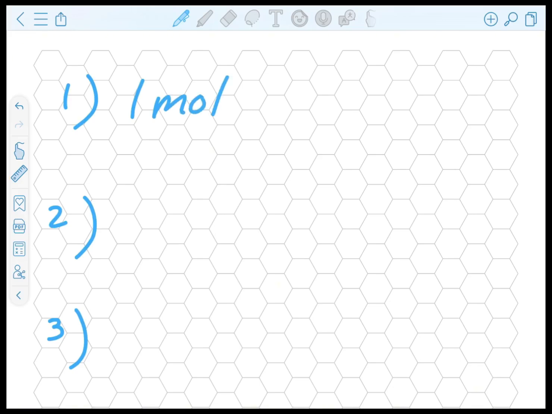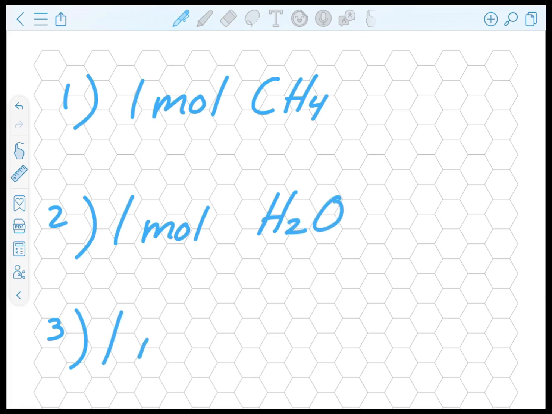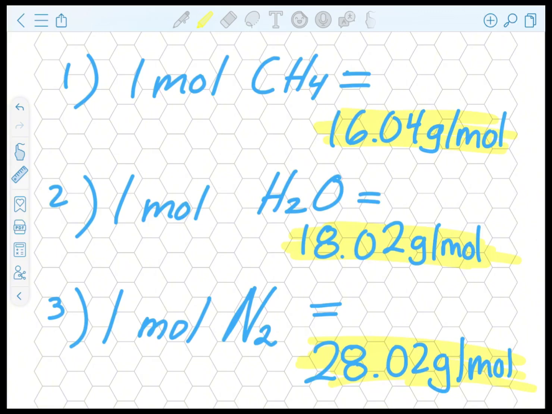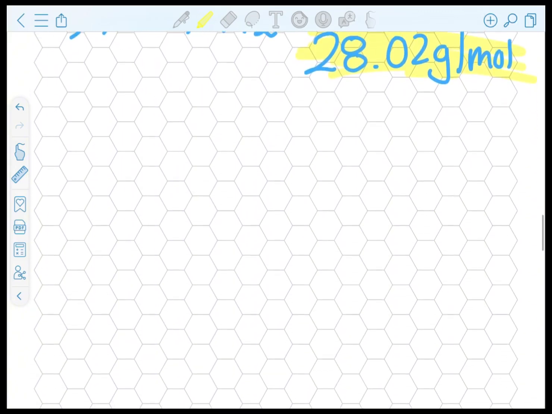So we have 1 mole of methane, 1 mole of water, and then we have 1 mole of, let's do nitrogen. Alright, so I'm going to give you guys a minute and come back once you finish and solve those. Alright, so I put the answers up for each example, and we're going to move on.